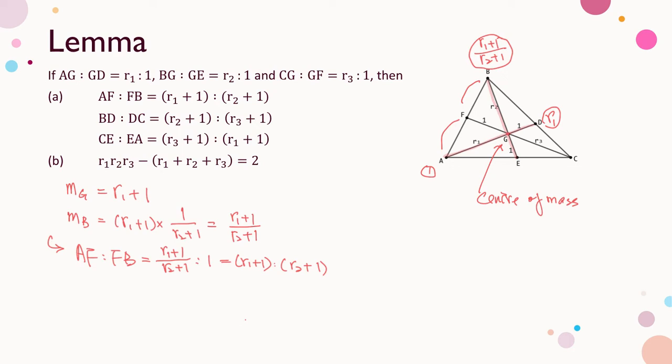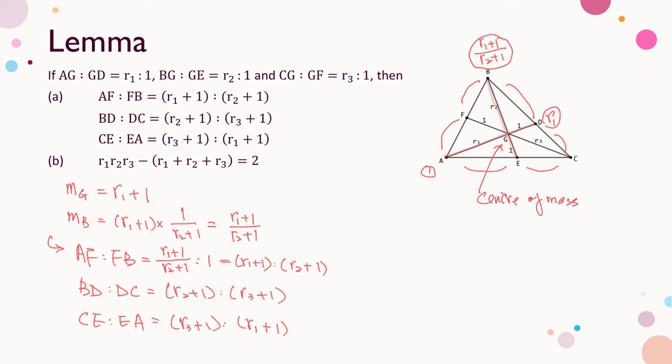Similarly, the other two results can be obtained. That is, BD to DC equals r2 plus 1 to r3 plus 1, and CE to EA equals r3 plus 1 to r1 plus 1. So part A is done.